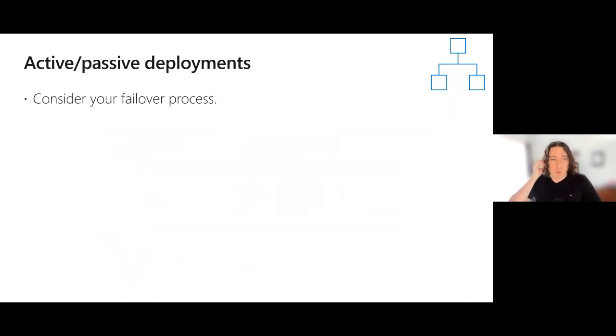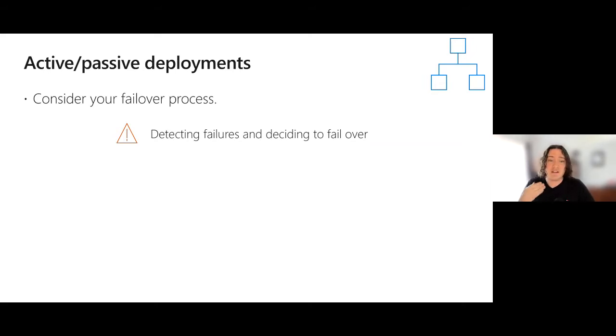So when you're considering doing an active passive deployment, you really need to give a lot of consideration to the process by which you will switch to that passive region. This is called the failover process. So firstly, the first thing you need to think about, and this is harder than it sounds, is how do you detect a failure and then decide to fail over? Will this be an automatic process or will it be a manual process? Will humans be involved at all?